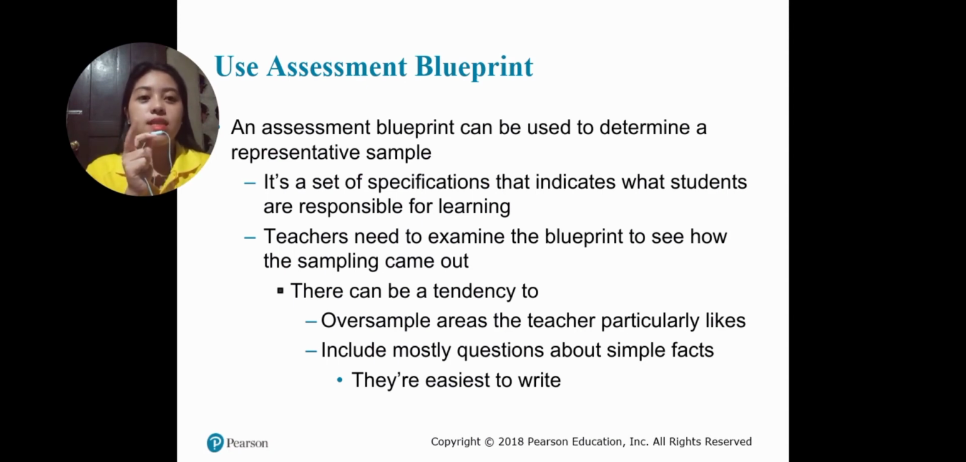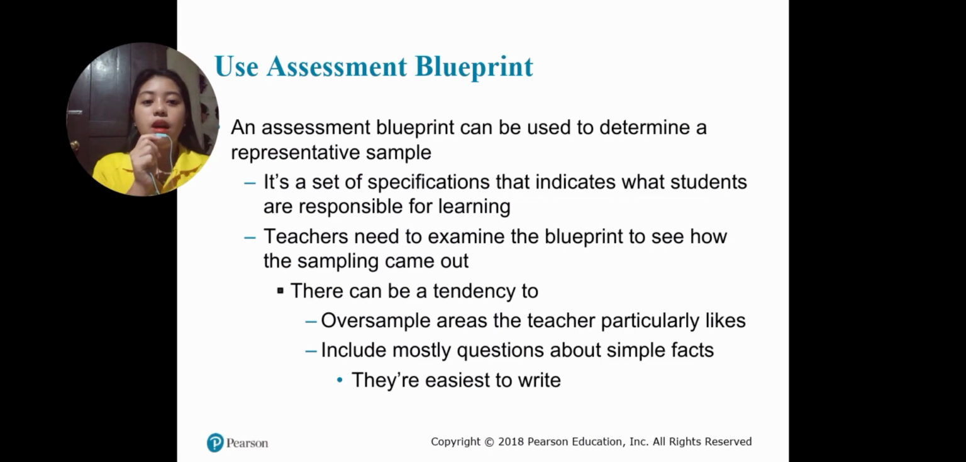The assessment blueprint is the table that lays out curricular aims and the thinking skills expected of students. An assessment blueprint can be used to determine a representative sample. It is a set of specifications that indicates what students are responsible for learning. Teachers need to examine the blueprint to see how the sampling came out. There can be a tendency to oversample areas the teacher particularly likes and include mostly questions about simple facts.